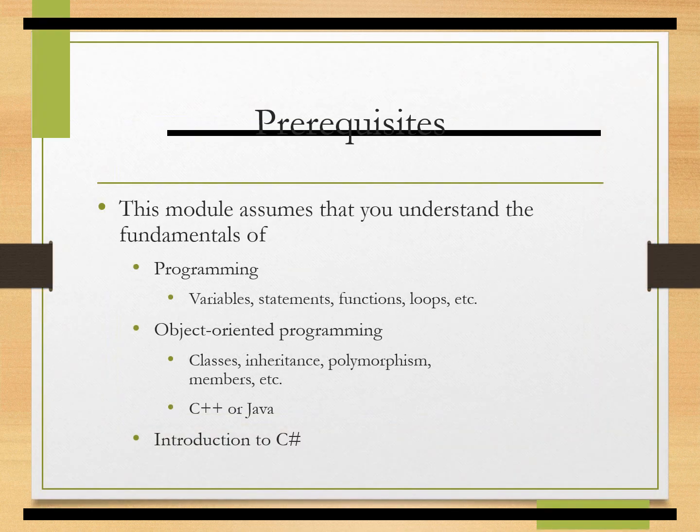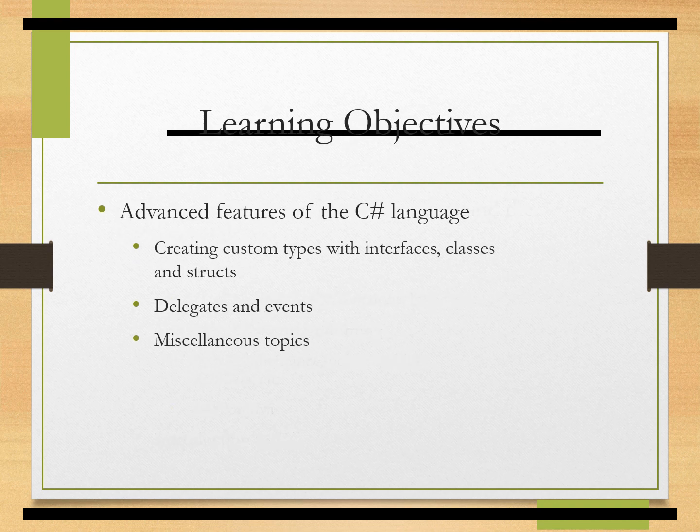Now we see the prerequisites. This module assumes that you understand the fundamentals of programming languages like variables, statements, functions, loops, etc. We also see object-oriented programming: classes, inheritance, polymorphism, members, etc. C++ or Java, and an introduction to C sharp.